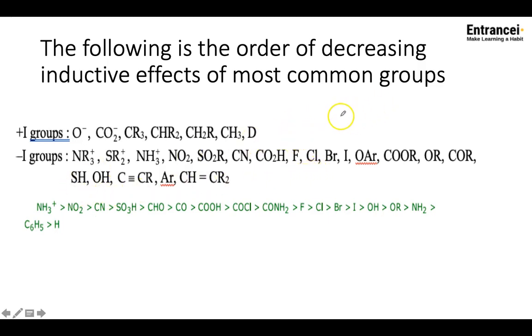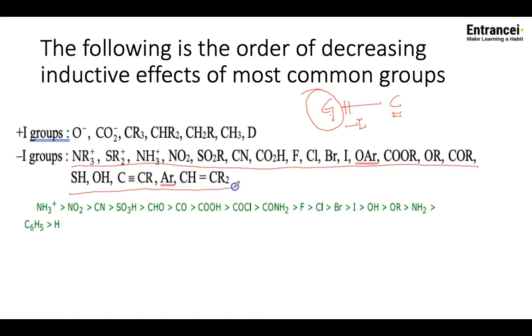First of all, as I have already explained, the group which withdraws electron cloud from carbon must be more electronegative than carbon. That means all groups which are more electronegative than carbon must show the minus I effect. You can see that I have written several groups under minus I: all functional groups, all nitrogen containing compounds, all halogens, all compounds which are triple or double bonded. They are more electronegative than carbon and exhibit the minus I effect. The elements or groups which exhibit a strong minus I effect are NR3+, then NH3+, then NO2, then CN, then SO3, all functional groups, right?